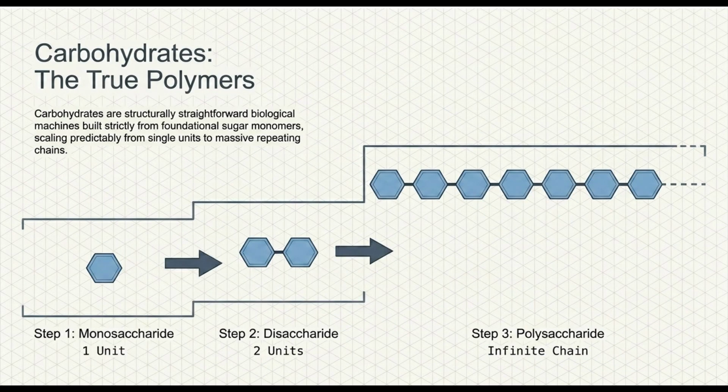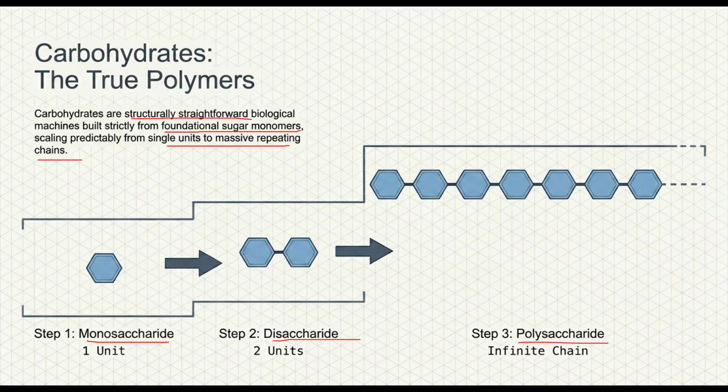Now let's check the carbohydrates. Basically, carbohydrates are structurally straightforward biological machines, built strictly from foundational sugar monomers, scaling predictably from a single unit to massive repeating chains. You can see here monosaccharide, disaccharide, and a polysaccharide infinite chain.